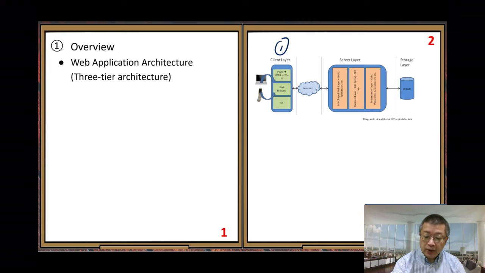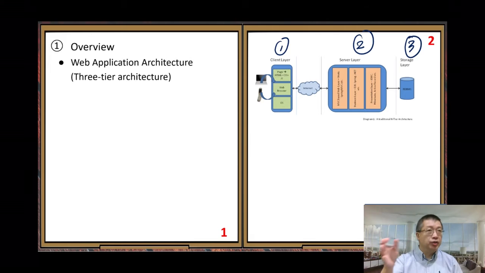Tier number two, server layer. Tier number three, the last one, storage layer, data storage. So you can see the structure is pretty simple. So let us understand each tier, one by one.